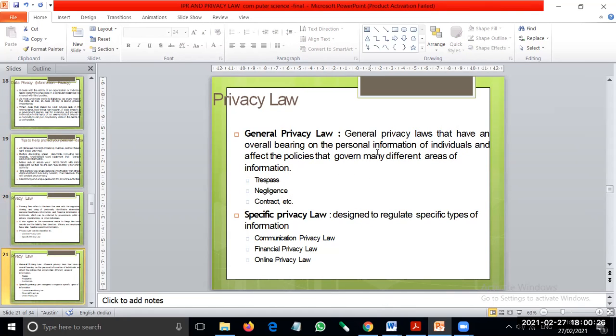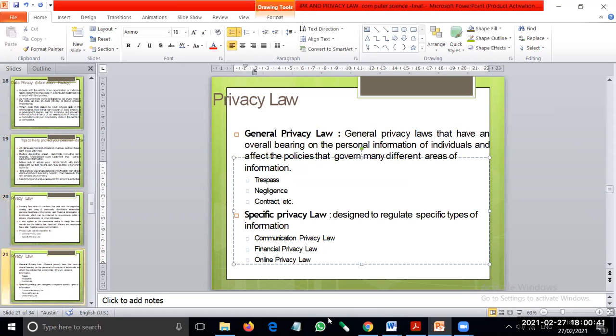Generalized means general privacy law, on personal information of individuals that affects the policies that government has in many different areas. Negligible contract जो normal होता है. Specific is designed for a specific purpose like communication, financial, online.